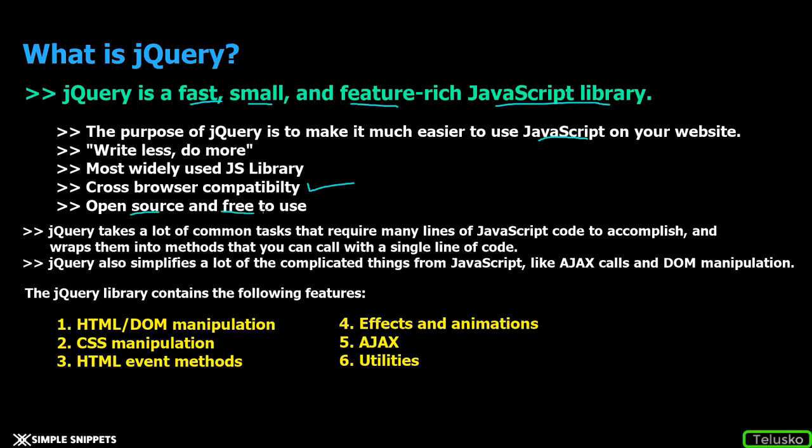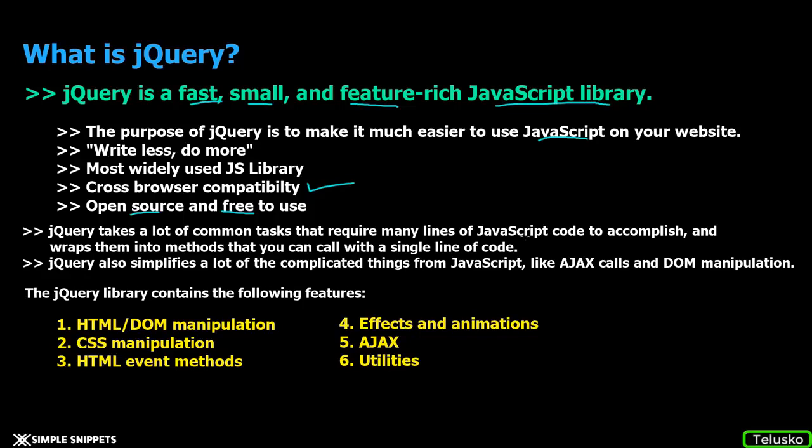Okay, so there's a huge community which contributes and updates this jQuery library from time to time, so we get different versions over the course of time. And moving ahead, jQuery takes a lot of common tasks that require many lines of JavaScript code to accomplish and wraps them into methods so that you can call them with a single line of code. So as I mentioned, it is used to help us ease our task. The code that takes like 10 to 15 or maybe even 50 lines of code can be done in one single line, and I'll give you a short example in this video at the end also.